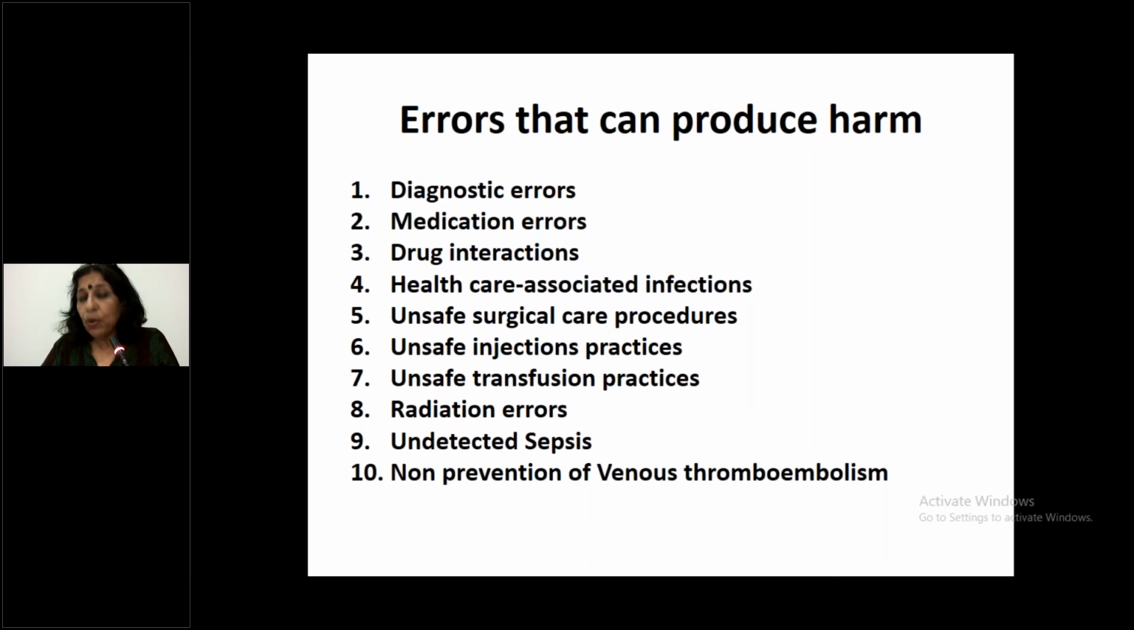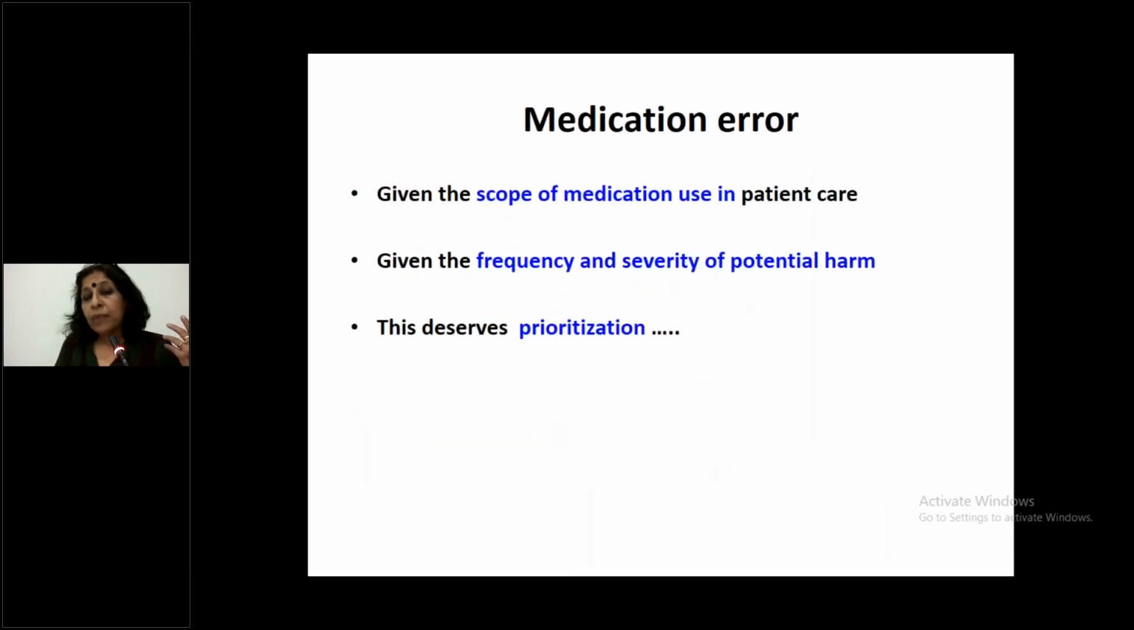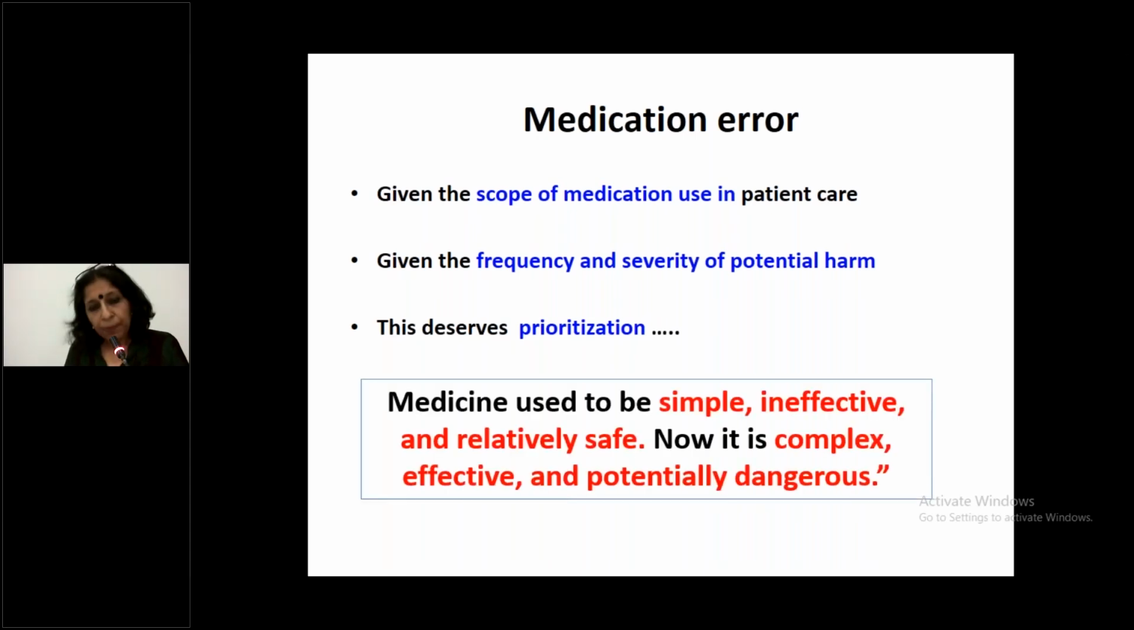Likewise, not managing to check or prevent venous thromboembolism will also have disastrous consequences. So these are the points that, if we remember them, will ensure patient safety. I'm not going to talk about the others because I think the other lectures have covered these. A little bit about medication errors, which is very important, because we use so many medicines now, some of which are so potent and have such a narrow margin of safety, and there is so much polypharmacy going on. So this deserves prioritization.